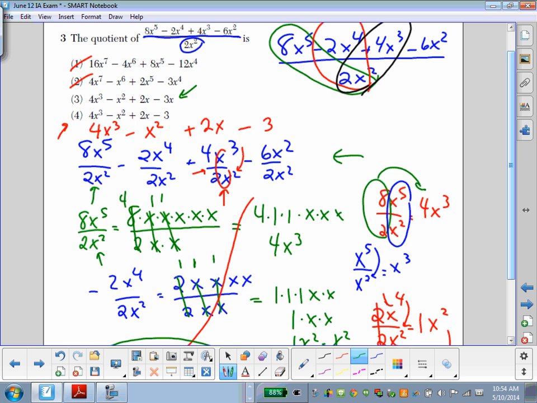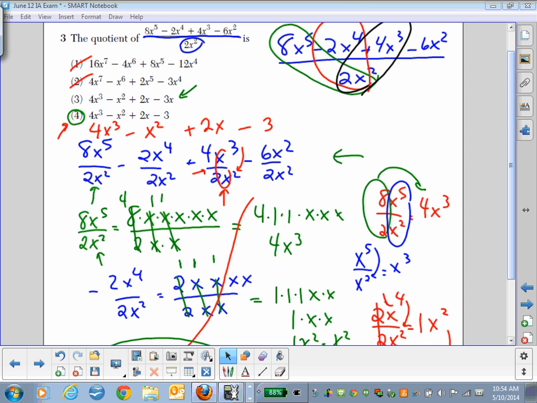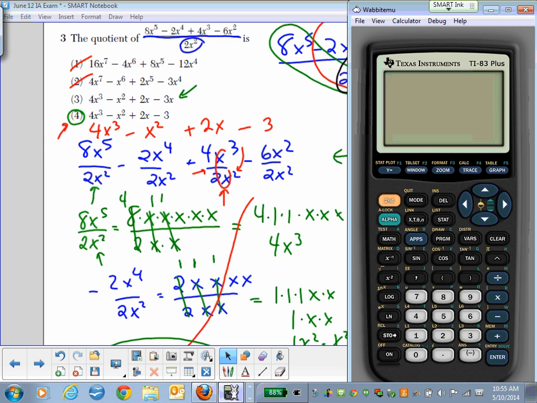Okay, so this is the right answer. Now I'm going to show you one more thing to help you verify whether or not you got the right answer. Again, I'm going to bring up my graphing calculator over there on the side. If I want to check if two expressions are the same, I can put them in my graphing calculator and see if they're the same.